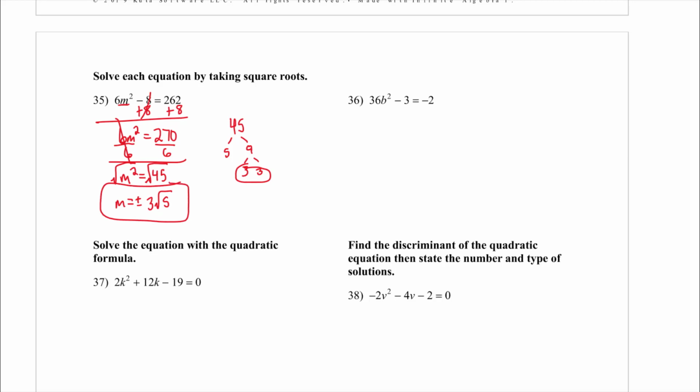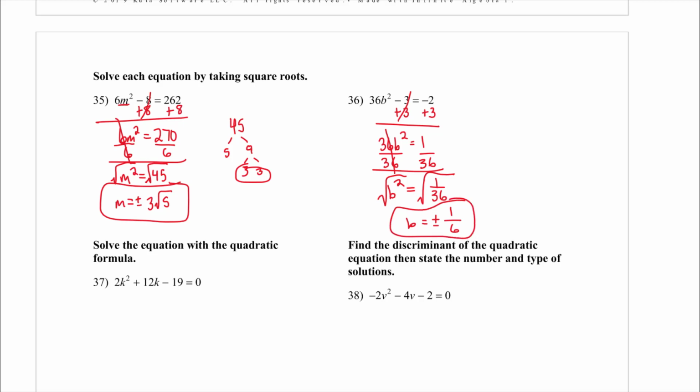So there's our answer. We're going to do the same sort of thing on 36. I'm going to add 3 over. And then divide by 36. And at this point you might be thinking, well, this sounds terrible, because you can't divide 1 by 36, and you're right, you can't. But the bright side is that both of these have a square root, and so if I square root both sides, I get plus or minus. The square root of 1 is 1, and the square root of 36 is 6. So I get plus or minus 1 over 6, which overall isn't really that terrible of a number in my opinion.